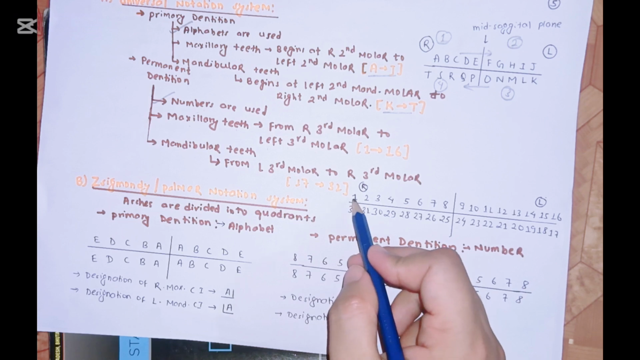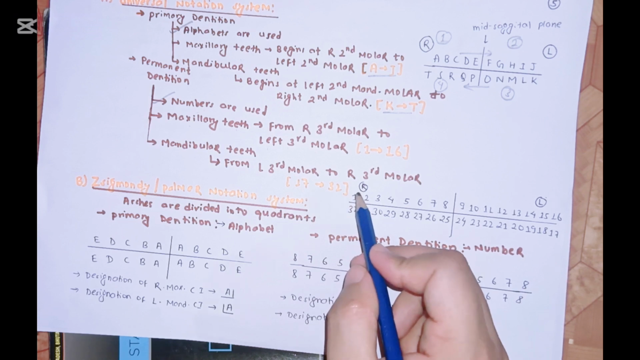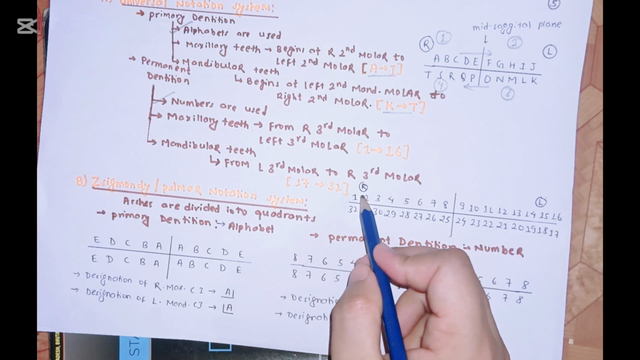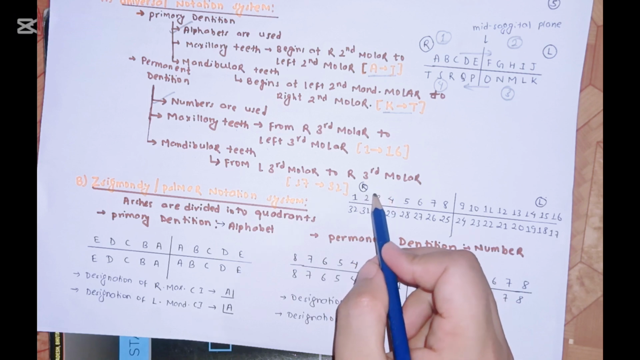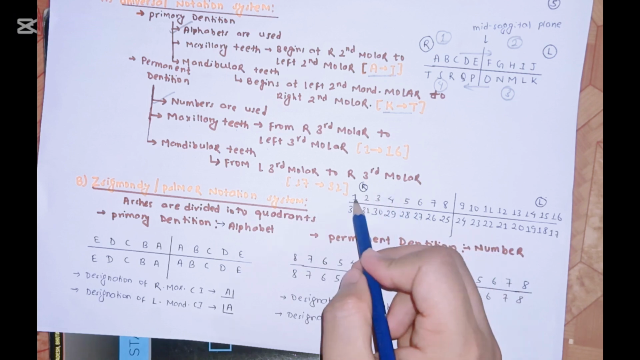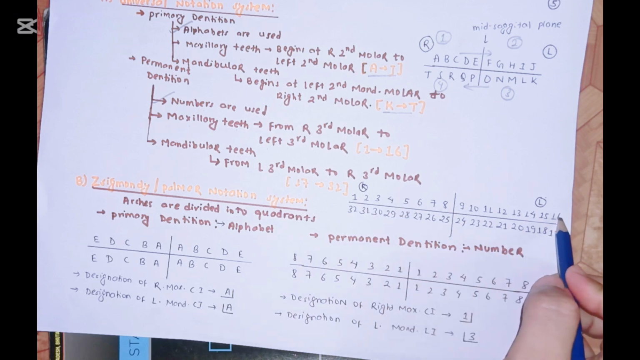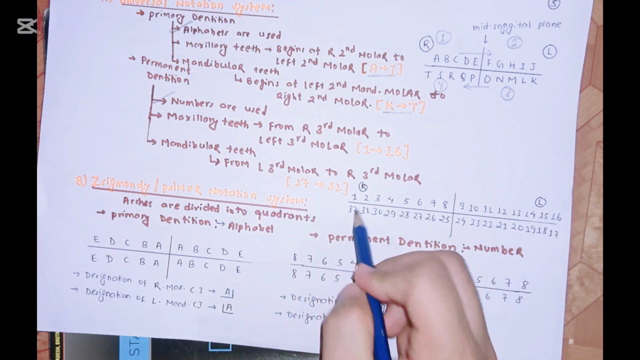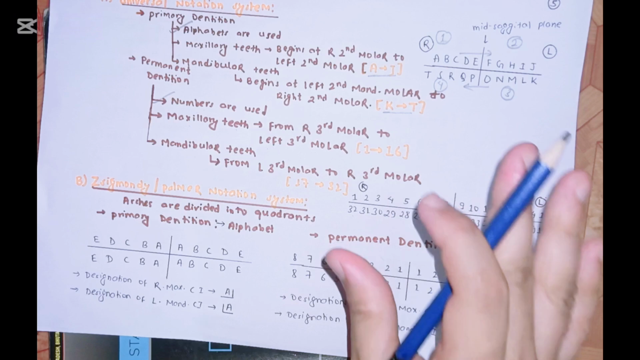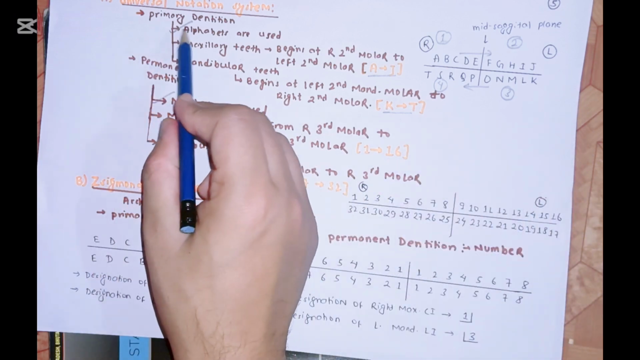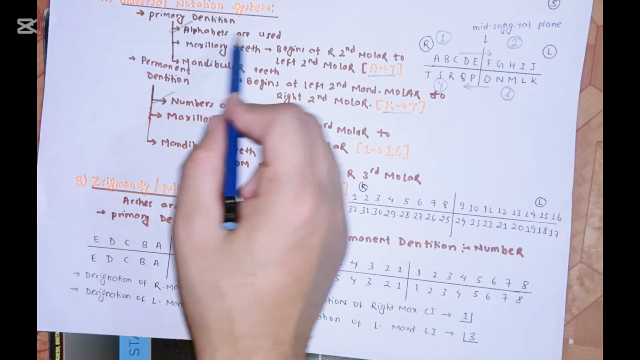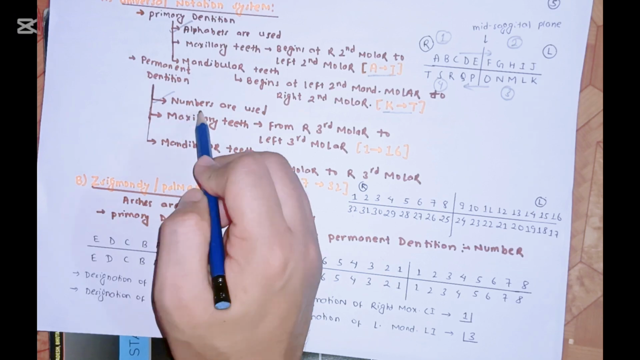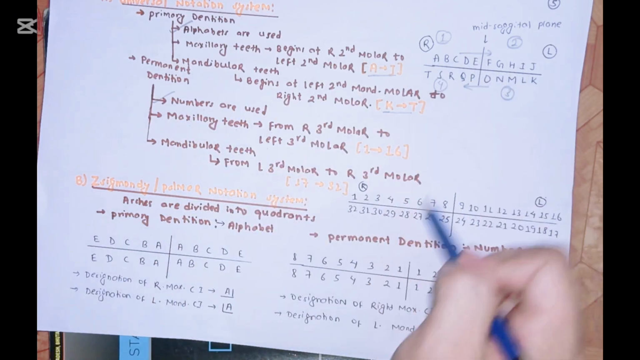Okay, in the first quadrant, in the right maxillary quadrant, we are starting from 1 and reaching 16 in the maxillary arch, and again going down in the mandibular arch, starting from 17 and reaching 32. So it is simple to understand. Just remember that in primary dentition we use alphabets, and in permanent dentition we use numbers. And I have mentioned that here.